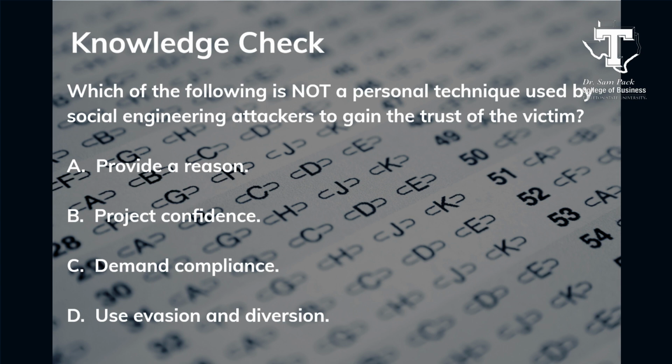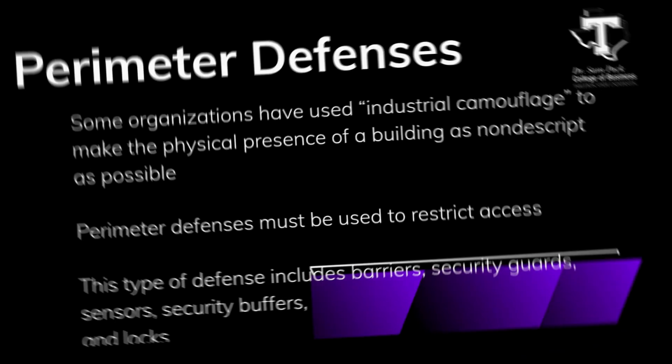In contrast, C. Demand compliance does not fit into the typical modus operandi of gaining trust through subtlety and manipulation. Demanding compliance is a direct and forceful approach that typically does not build trust. Instead, it may arouse suspicion or resistance from the victim because it lacks the nuanced approach of typical social engineering strategies that are designed to be more deceitful and seductive. This approach is counterproductive to gaining trust, making it the correct answer as it is not a technique used by social engineers to build trust with their victims.